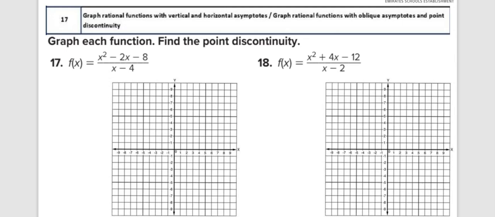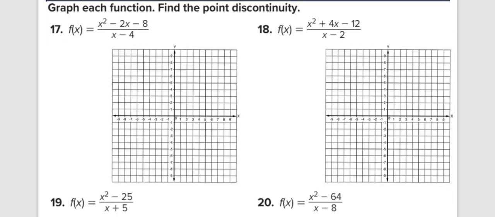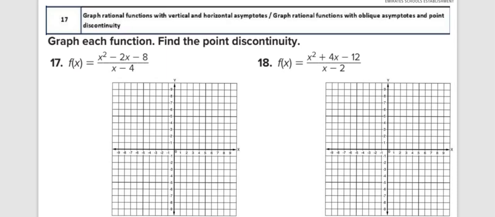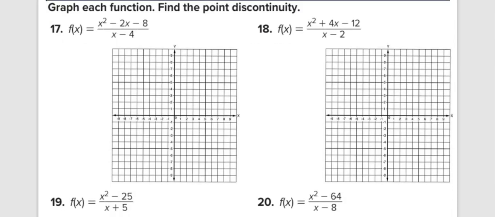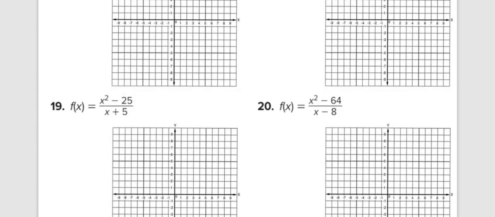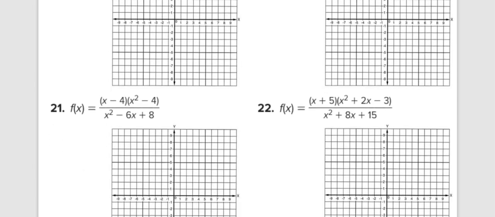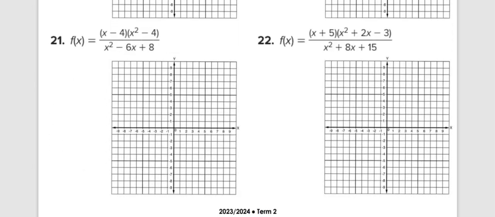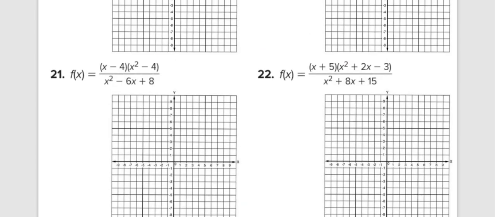Question number 17 contains many questions. We have done 11 to 16. Now look at 17 to 18. They are asking for the point of discontinuity and we need to draw the graph. Simple. 17, 18, 19, 20: for the point of discontinuity, just make the denominator equal to 0. But how do we find this point of discontinuity? There are a few things you have to remember. Look at question number 22, which I am going to discuss with you.